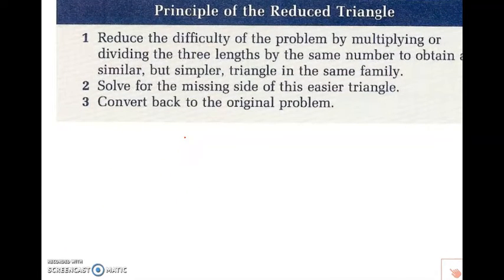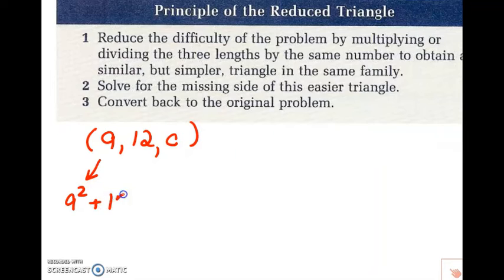So the reduced triangle principle allows us to use the Pythagorean theorem with a lot smaller numbers. For example, if I had a triangle whose legs were 9 and 12, and I needed to know the length of the hypotenuse, I could immediately use the Pythagorean theorem and say that 9 squared plus 12 squared equals c squared. But then I'm going to get 81 and 144, and then I have to figure out the square root of that. By using the reduced triangle principle, you reduce the difficulty of the problem.